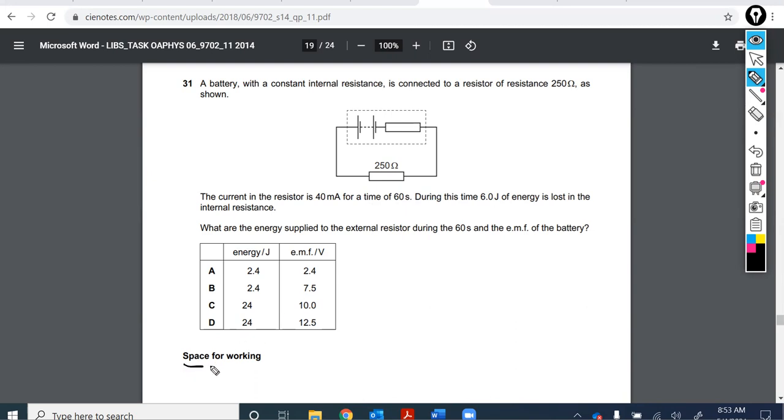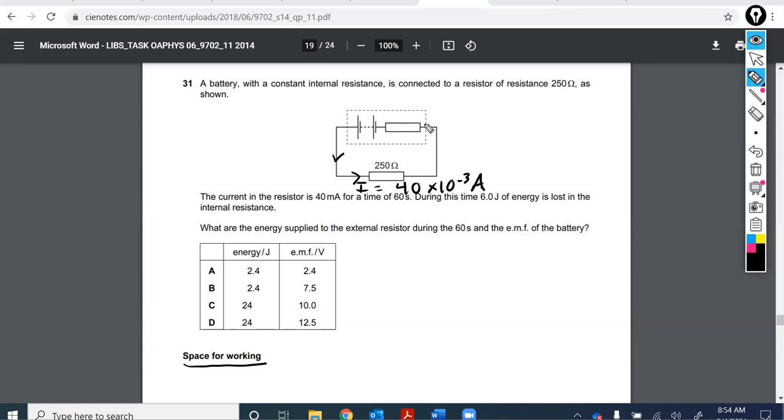It gives us some space for working, but I like to do my working up here on the figure. All right, so the current in the resistor is 40 milliamps. Let's go around with conventional current from positive to negative, even though there are probably electrons being repelled going the other way. Doesn't really matter. Let's call that I equals 40, and instead of milli, I'm going to write 10 to the negative 3.